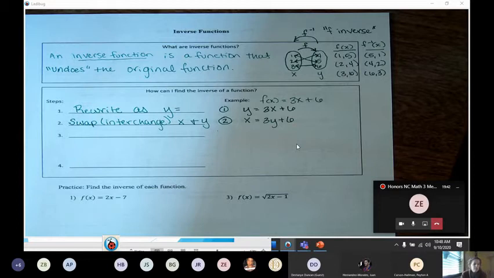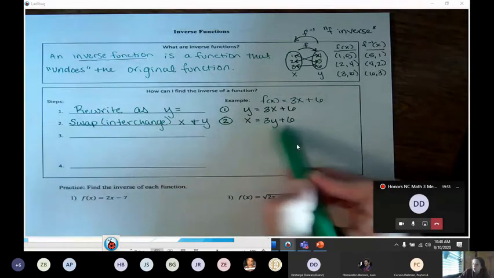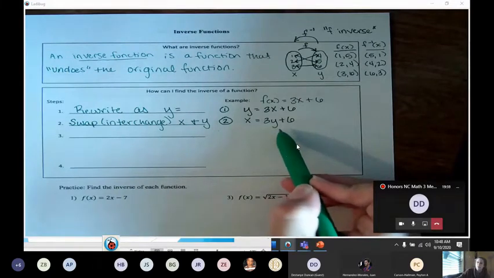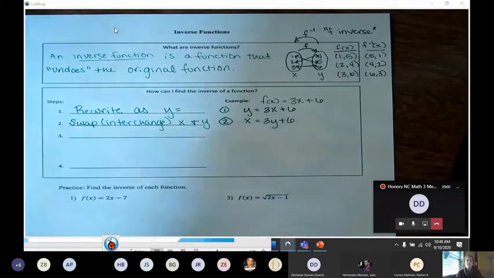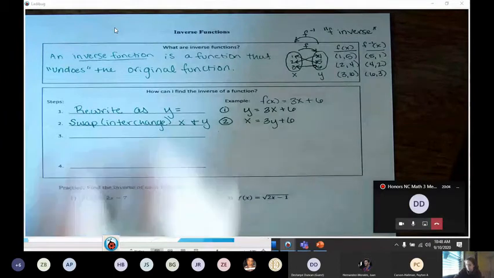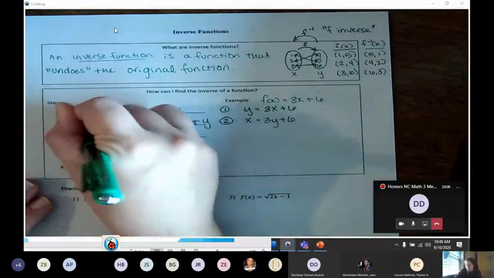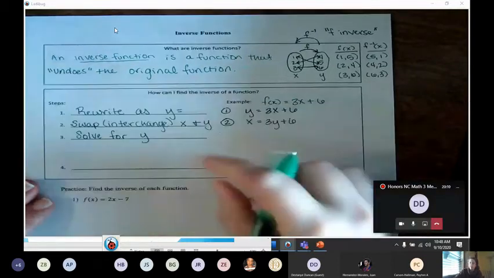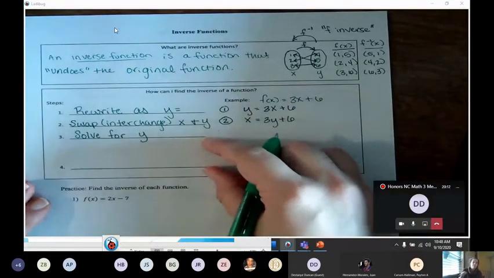Okay, now step 3 is the most in-depth step. In step 3, we're going to solve for that y. So we switch the x and the y, which put this y inside of all these numbers and operations over here. So we're going to have to do a little bit of work to get that y by itself again. Okay, so step 3 is to solve for y. That's why there's such a big gap between the third step and the fourth step.